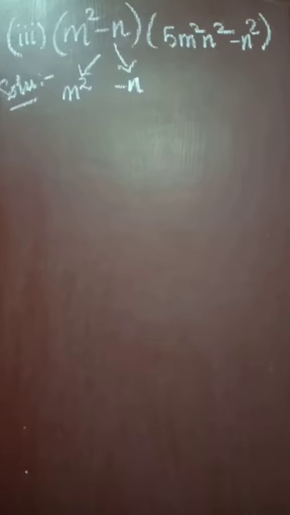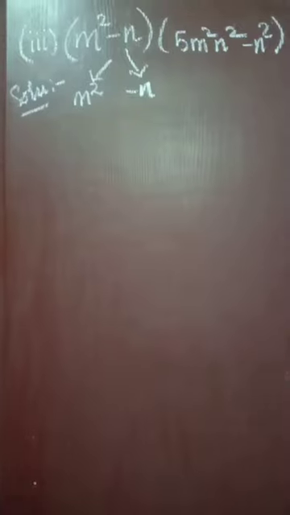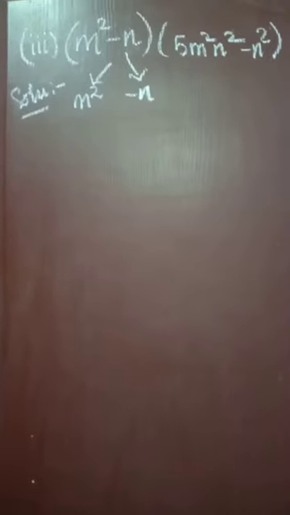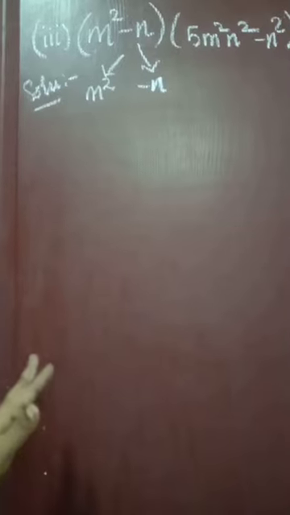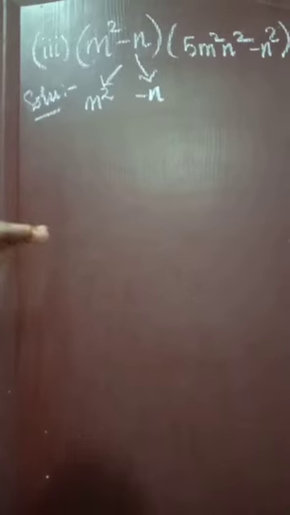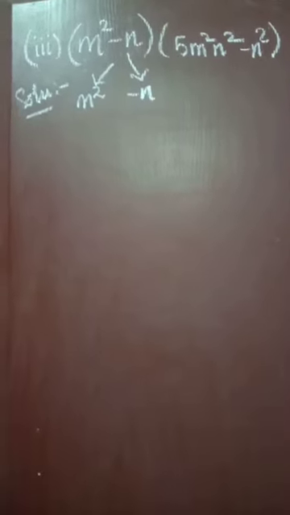See another sum. m squared minus n, and the next bracket 5m squared n square minus n square. You have to multiply the binomial with the binomial. The first method I do in class. The second method, the tabular column method, you have to take as homework.